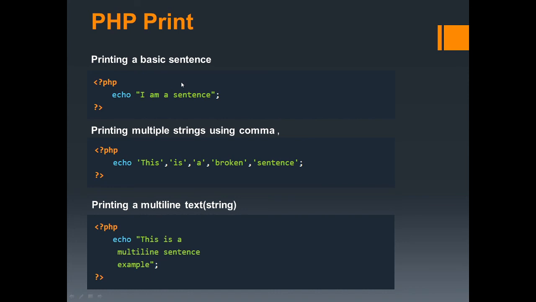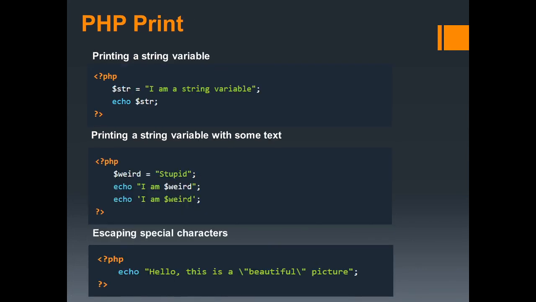So basic print sentence in PHP. So echo I am a sentence. So that is basic. Printing multiple strings using comma. So this is a broken sentence. Space is space. Printing a multiple line text string. So this is an example of a multi-line sentence. It is displayed below. It just prints and displays the same.